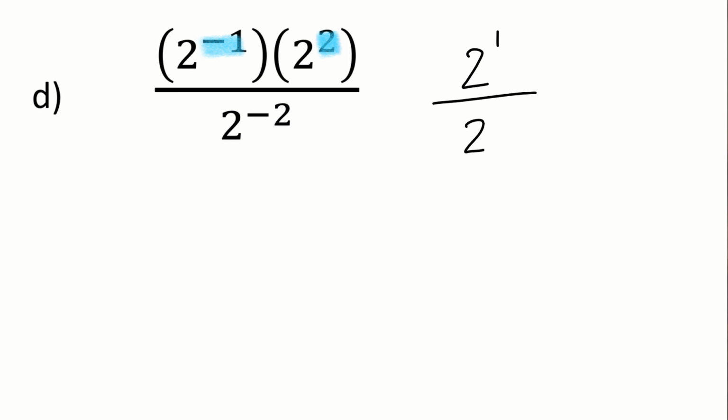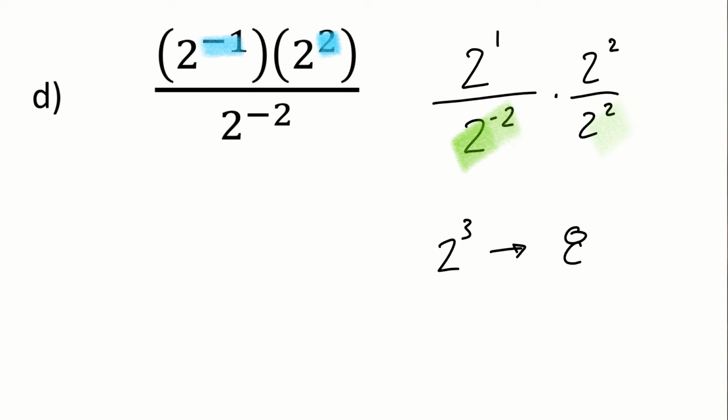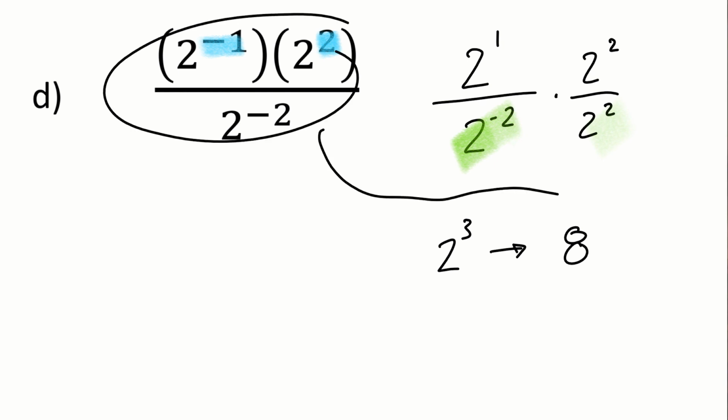In my denominator, I have 2 to the negative 2nd power. I can clear that by multiplying both the numerator and denominator by 2 squared. So in my denominator now, the 2 to the negative 2nd times 2 to the 2nd is just 2 to the 0 power, which is 1. And in my numerator, I have 3 factors of 2. So we can either write 2 cubed, or we can write it as the number 8. A much more efficient way of writing the number 8 than I was presented with.